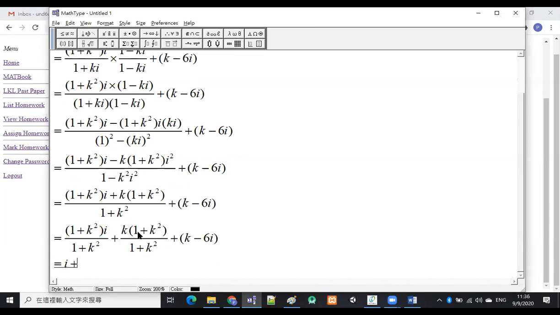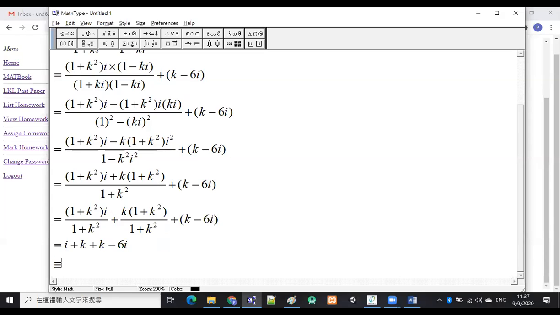And then for the second term, you are also happy to see this because the 1 plus k squared are also cancelled by each other. So it is just k. And then I remove the bracket, it's k minus 6i, like this. Finally, the real part is just 2k, and the imaginary part is minus 5i, okay? So that is in the form of a plus bi.